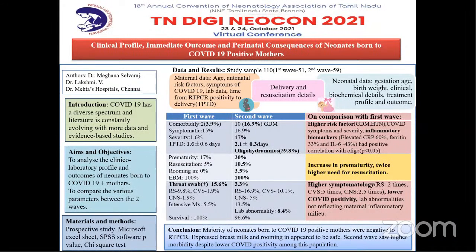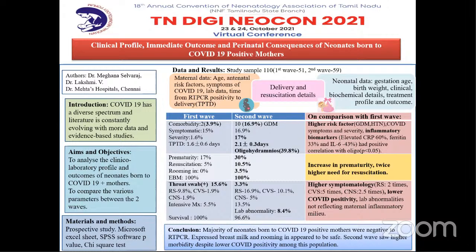Regarding the maternal comorbidities, there was a significant increase in mothers presenting with GDM, nearly 5 times. The spectrum of symptomatology also was increased and diverse, though the percentage was similar between the first and the second wave. The severity of symptoms was, however, higher, from 1.6% in the first wave to 17% in the second wave. For time from positivity to delivery, we included the mothers who turned positive 7 days prior to the date of delivery, and it was 1.6 days in the first wave, and in the second wave, it was 2.1 days.